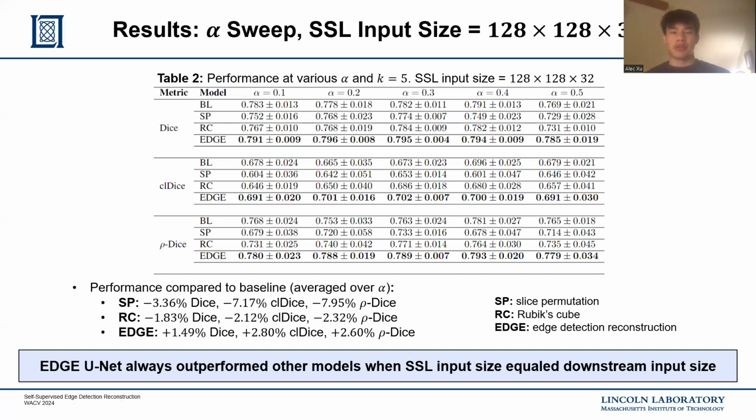And here are some more quantitative results on the sweep through alpha while keeping k fixed, and again using the smaller SSL input size. And again, as you can see, our proposed edge unit always achieved the highest metrics. And once again, it was the only SSL pre-trained model that could outperform the baseline model on average.